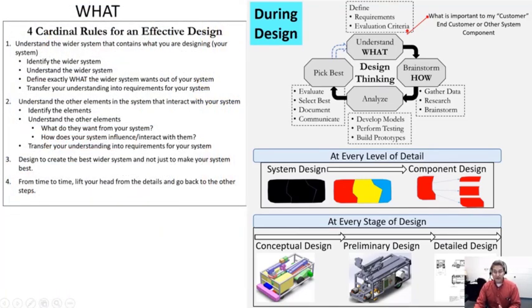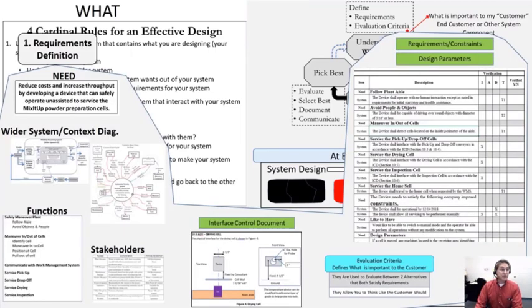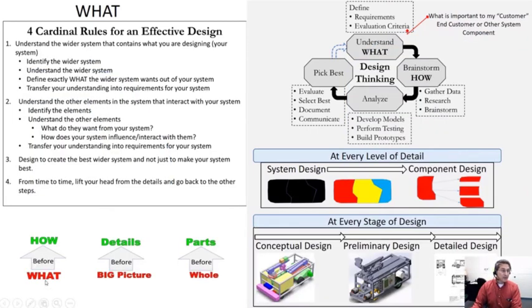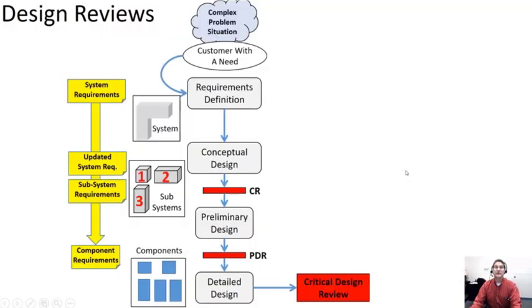You also want to remember when you're doing these designs, the four cardinal rules for design, we talked about those. The last one, from time to time, lift your head. When you're down doing strength analysis of this bolt, it's so easy to get lost, so stop. A good thing to do is go back to these documents you created early on and let them give you that big picture. We also want to remember what before how, big picture before the details. Be thinking of the whole before you just get lost in the parts. So just tips for while you're actually going through designing.